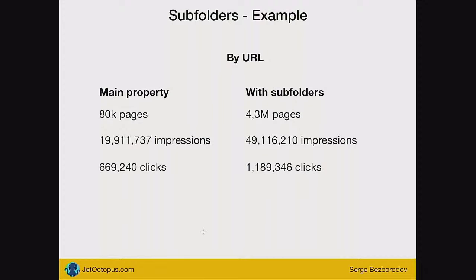So it's another website, and here, if I'm not mistaken, hundreds of subfolders were added. In the main property, we have just 80,000 pages, right? And after we added subfolders, now more than 4 million pages. Amazing growth in impressions and the amount of clicks. It's a huge increase. I wish we had 50 times more in our traffic increase, not in pages. But anyway, look how cool it became now, right?